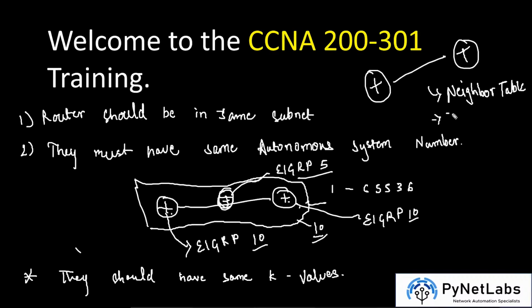Then we have the topology table, and the last one is the routing table. So now let's understand what the contents of these tables are. I hope till now everything is clear to you guys.